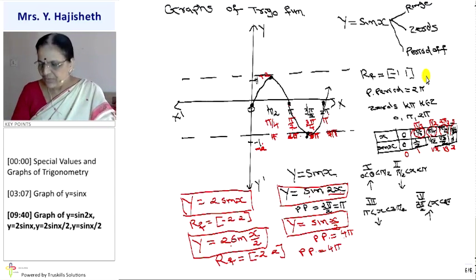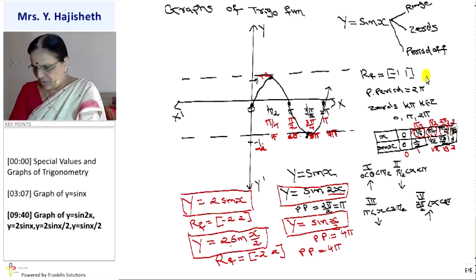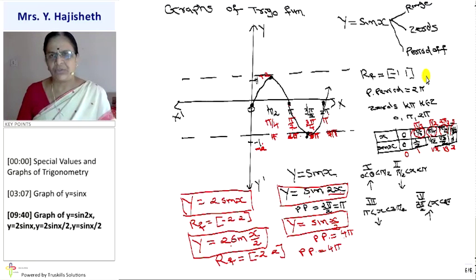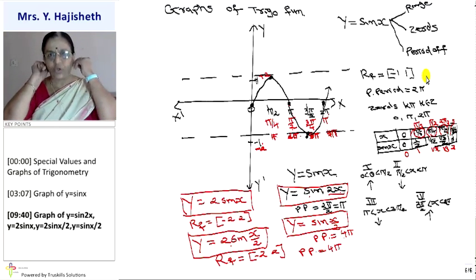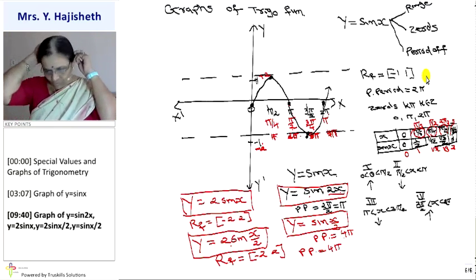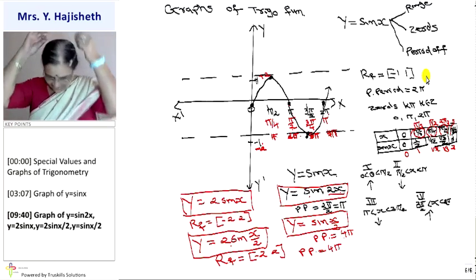Okay, so I think in order to complete chapters number 4 and 5 we require at the most 2 lectures, not more than that, 2 or 3, not even more than 3. Okay, so in the next session we will start.